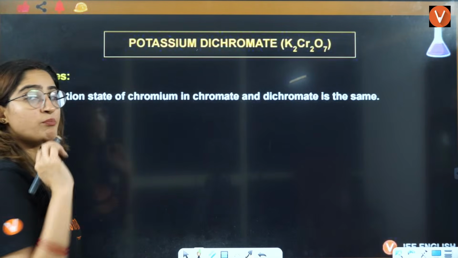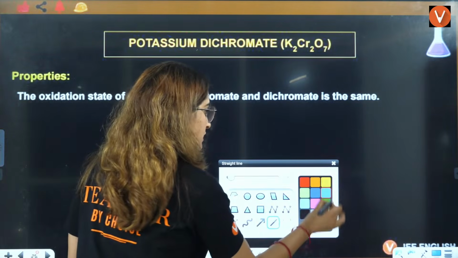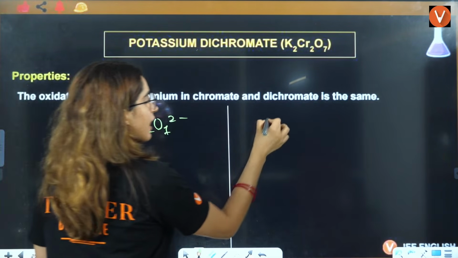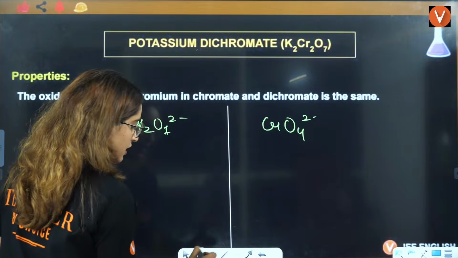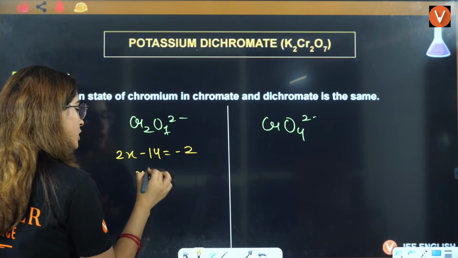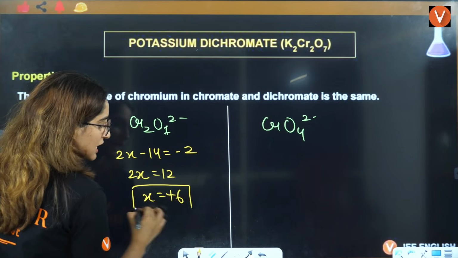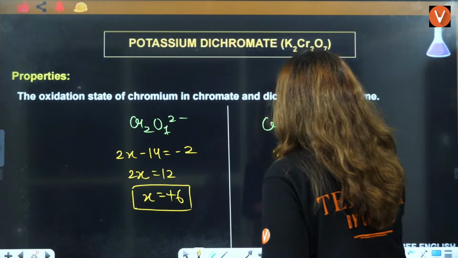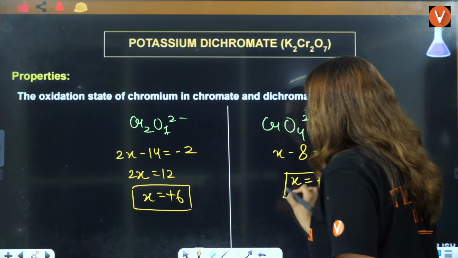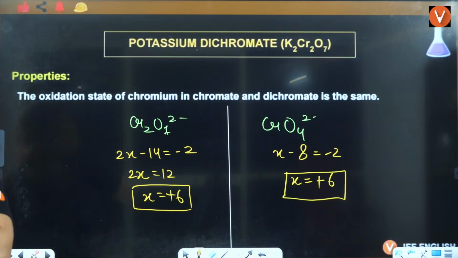Oxidation state, this is a very important question: in chromate and dichromate, the oxidation state is the same, right? If you see Cr₂O₇²⁻ here, it will be 2x − 14 = −2, so 2x = 12, x = +6. In CrO₄²⁻ also it will be +6. How? x − 8 = −2, so x is going to be +6. So the oxidation state is not different in chromate and dichromate, it is completely the same, right?